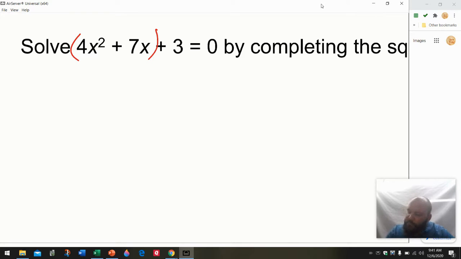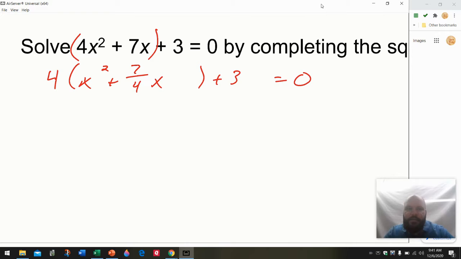First thing we do is group. We do need to take the 4 out. We're left with x squared plus, and watch how this works. You just take the number that's there and you divide it by the number that you're factoring out. So since we're factoring out a 4, it becomes 7/4. I'm going to leave myself a space. I'm going to write plus 3, and I'm going to leave another space there.